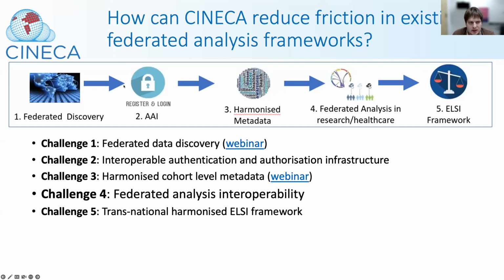In the CINECA project, we have multiple work packages. We work on federated discovery, authorization and access, metadata harmonization, and then federated analysis. For the federated discovery, there was a webinar last year that you can find on the CINECA website, and also by following this link after the presentation when you get the slides. For the cohort-level method harmonization, there has also recently been a webinar that you can see. And today I'll mainly focus on federated analysis interoperability.